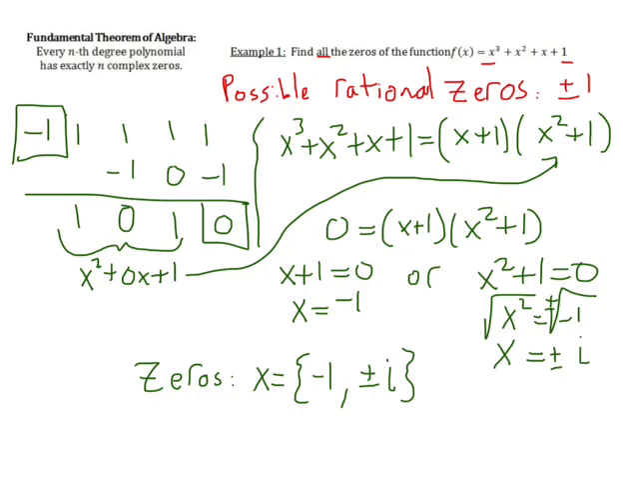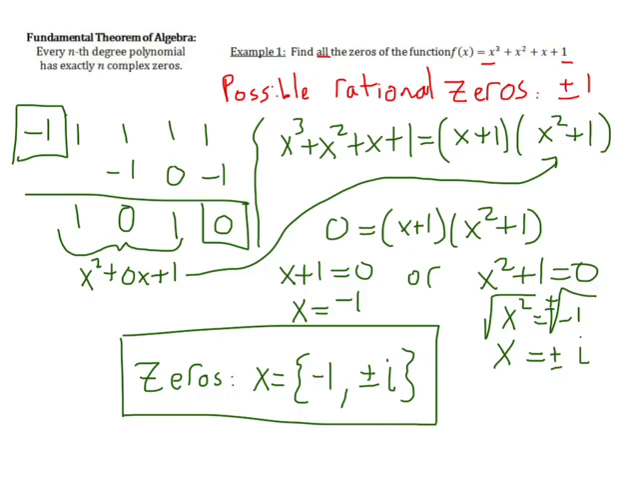Okay, so again, checking with the fundamental theorem of algebra, every nth degree polynomial has n complex zeros. The degree here was 3, and so we expect 3 zeros, and we got them. There's 1, and then 2 and 3. 3 zeros.